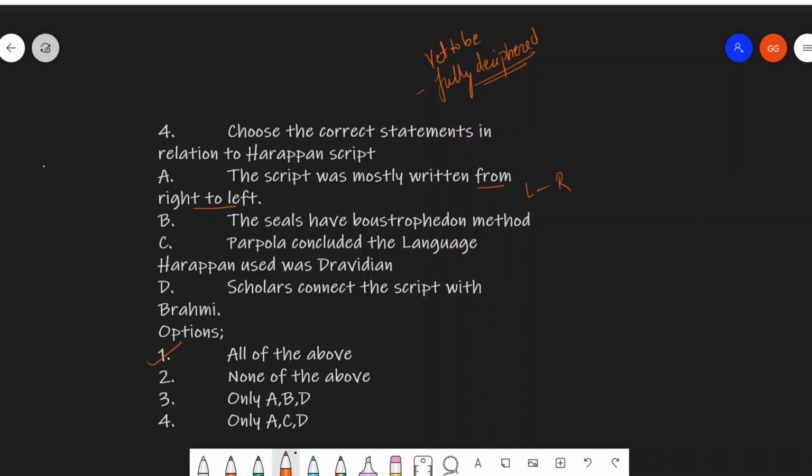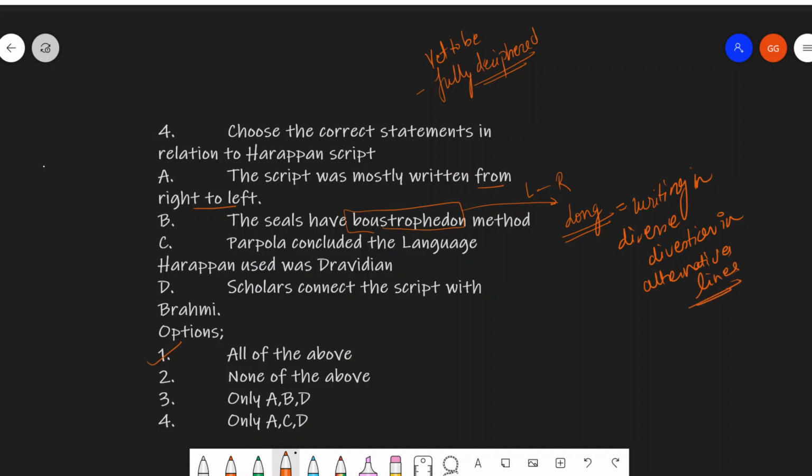The seals have the Boustrophedon method. What is this Boustrophedon method? This is extremely important. You see, there are long seals which show us that they used the Boustrophedon method, which is writing in reverse direction in alternative lines. So this is the meaning of the word Boustrophedon.